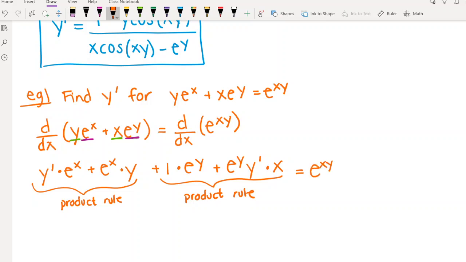So it's kind of like if we were doing the derivative of e to the sine of x, right? We would just say e to the sine of x. Then we want to multiply by the derivative of the exponent, since that's our inside function. And so in this case, the inside function is x times y. So what's the derivative of x times y?